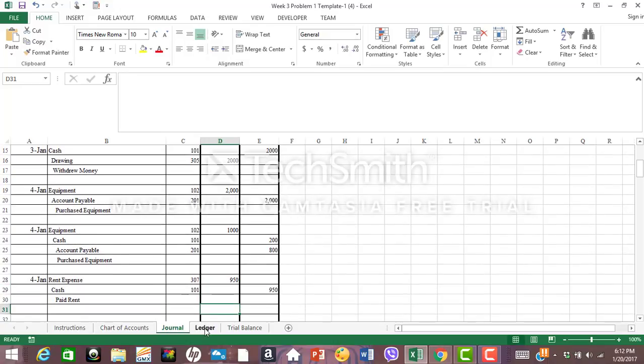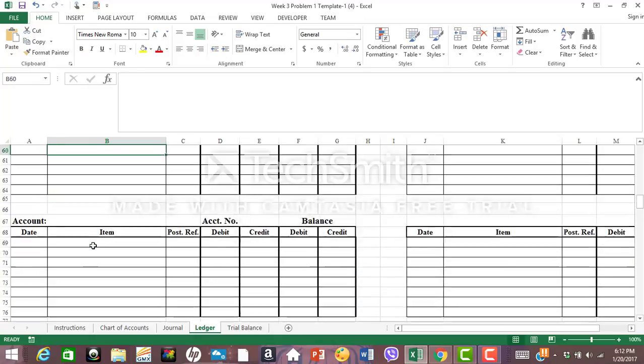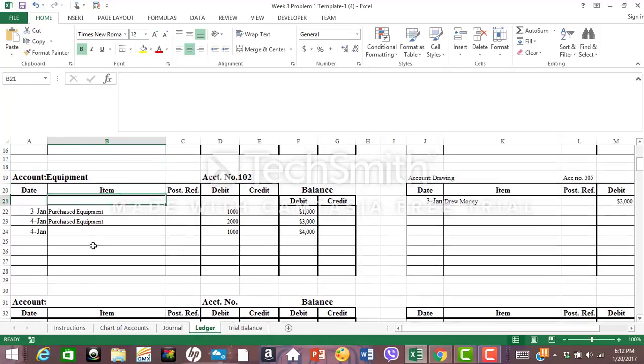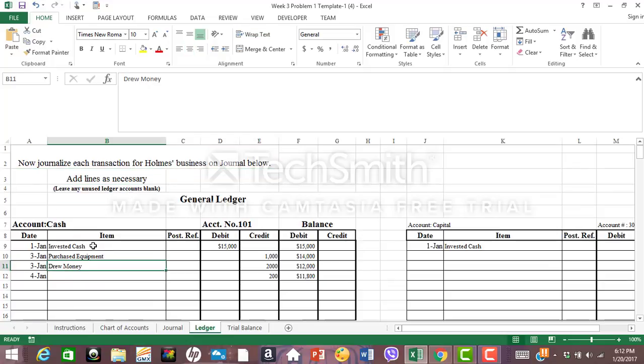So then we go over here to the ledger. We go up to cash. And I think this is purchased equipment, if I'm not mistaken. Oh, never mind. And then we go up to cash, purchased equipment, and then we have 4th of January, which is paid rent. And he paid rent for $950, so we credit $950 and then we subtract it from our balance.